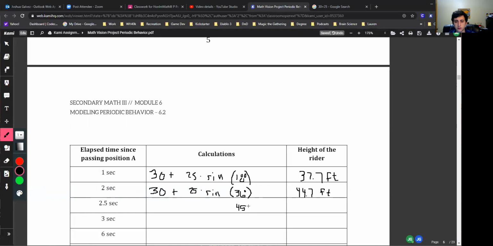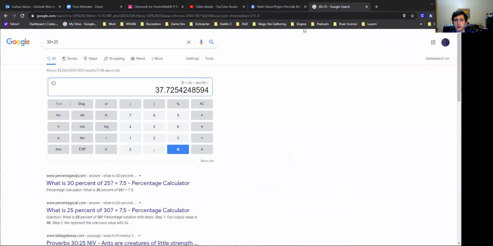And sine. Let's figure what that is. So let's come over here. Sine of 45, so it's going to be 47.7.